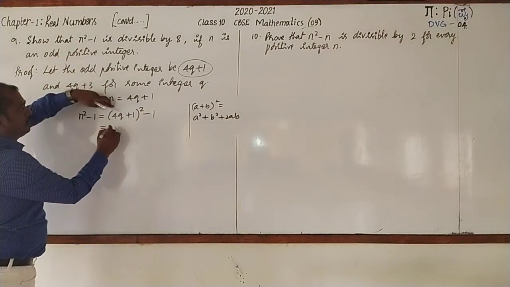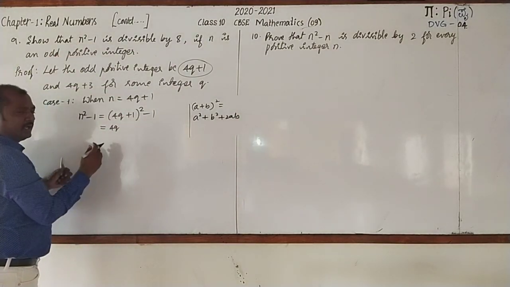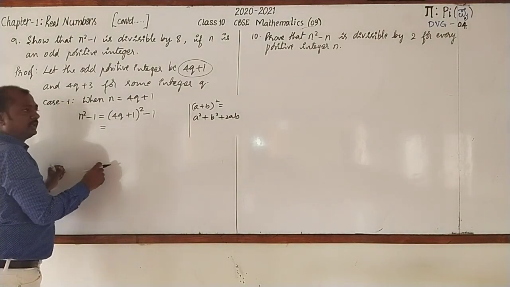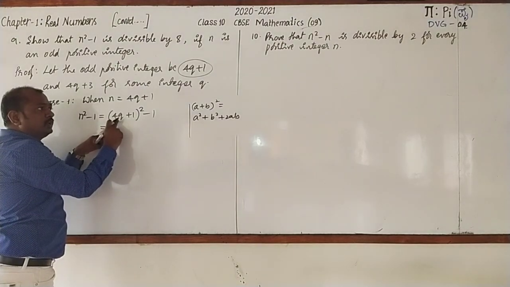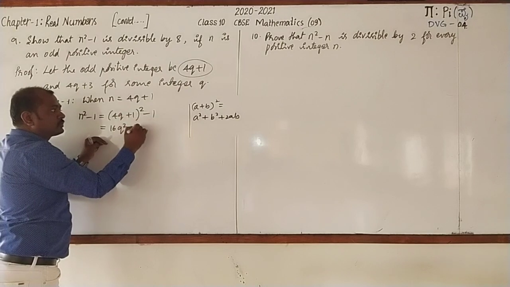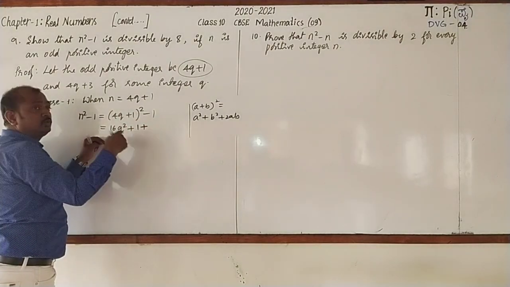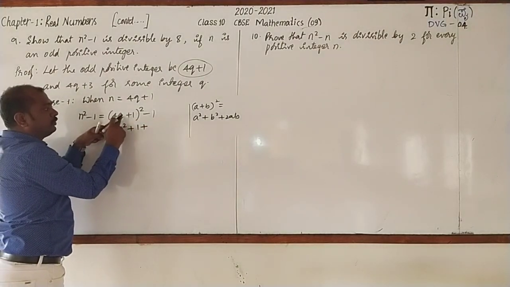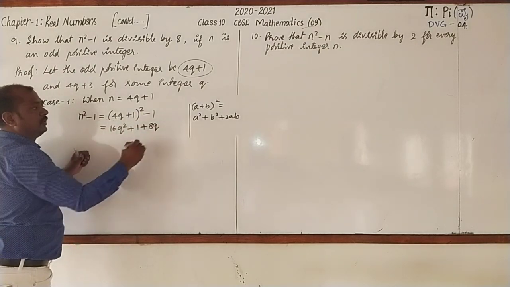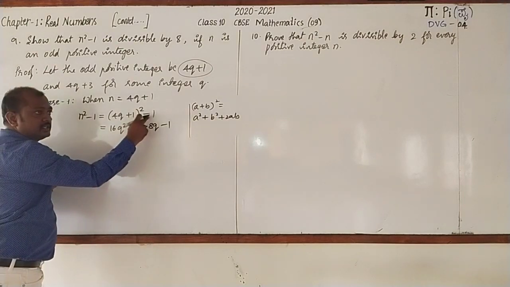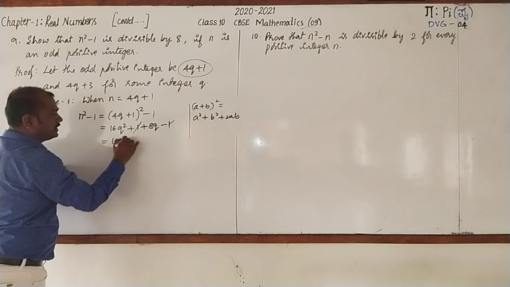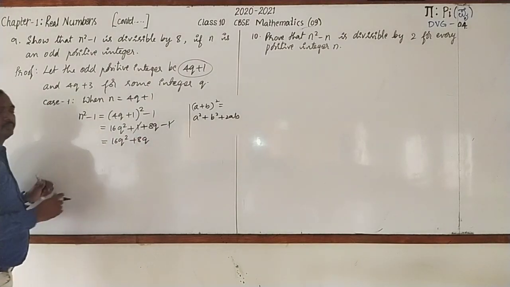In the same way, 4q whole square. I hope that as we have already solved many problems, we can go for writing it directly. A square, 4q whole square, 16q square. B square, 1 whole square is 1 plus 2ab, 2 into 4q into 1, 2 4s are 8, 8 1s are 8, 8q minus 1, this is. Now plus 1 minus 1 get cancelled. It is equal to 16q square plus 8q.